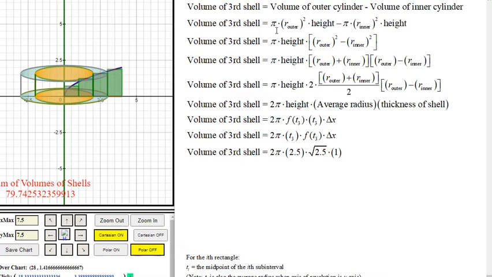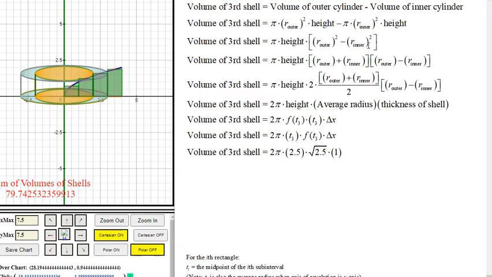And remember that the volume of a cylinder is just pi times the square of the radius times the height. So we have pi times outer radius square times the height, and then minus pi times inner radius square times the height. Notice that both the inner cylinder and the outer cylinder have the same height. And then we'll go ahead and factor out the pi and height, and then we have pi times height times the outer radius square minus the inner radius square.